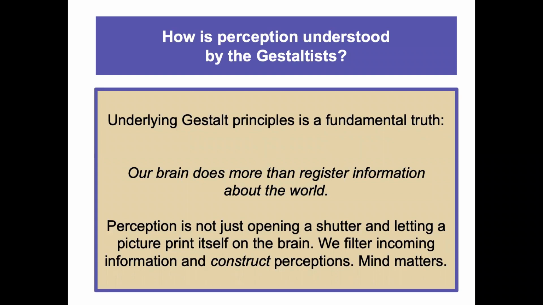Our brain does more than register information about the world. So our sensory system is bringing information in through those sensory channels, but our brain does more with it. Our perception is more than what is just coming in through the senses. Perception is not just opening a shutter and letting a picture print itself on the brain. We filter incoming information and construct our perceptions. That's what's so important to see there. We aren't seeing things completely as they are. Our brain, our mind, is constructing our perceptions.